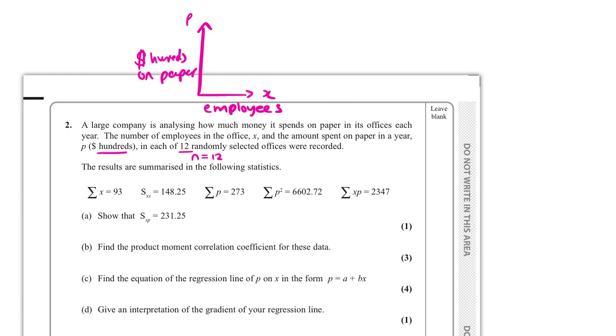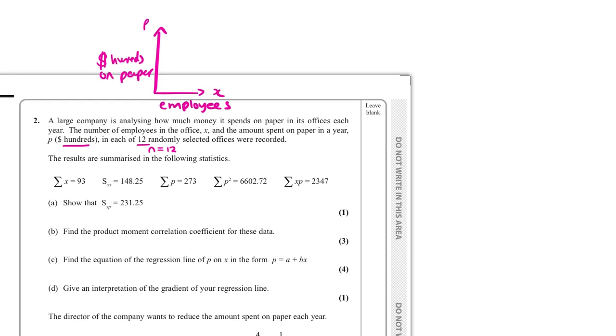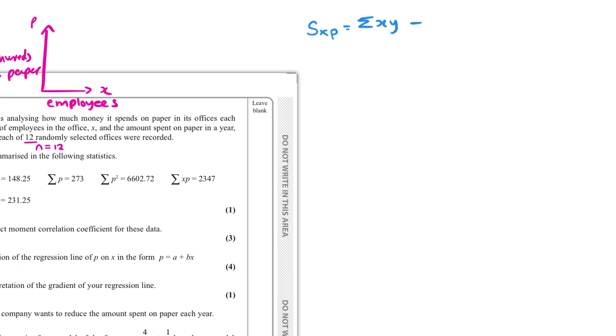So, number 1, show that Sxp equals 231.25. Right, straight away, formula sheet. Sxp is exactly the same as doing Sxy, but instead of y's, there's p's. So what is Sxy? It says the sum of xy minus the sum of x times the sum of y over n. Now, you don't have to write this in the exam. I'm just showing you this formula is the third one down. Here we go.